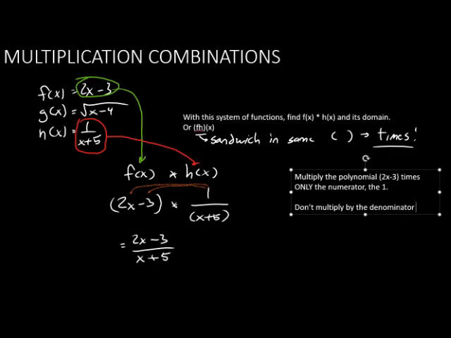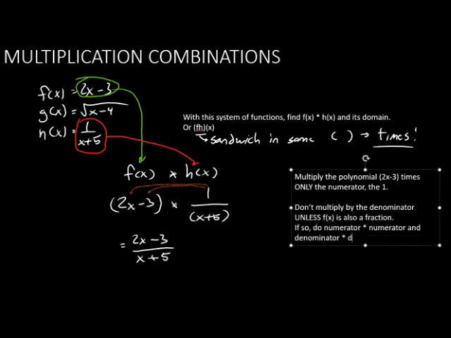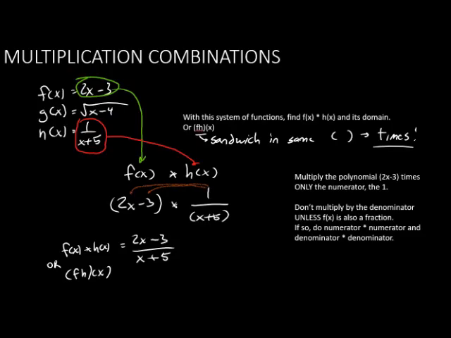However, if f(x) had been a fraction itself, we would multiply the numerators together and multiply the denominators together. However, since f(x) was not a fraction, we were only multiplying by the numerator. There's no need to simplify this any further, and so we can say f(x) times h(x) is 2x minus 3 over x plus 5. We can also write this as fh parentheses x, with the fh sandwiched inside that parentheses.